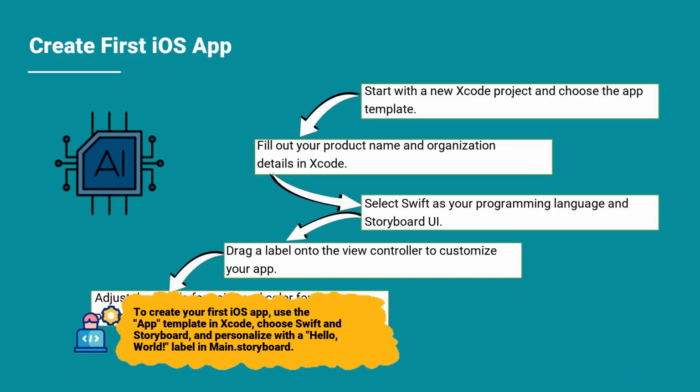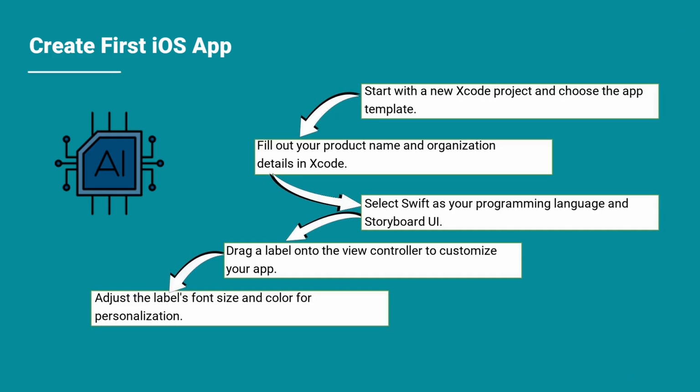To give your app a little personality, let's add a simple user interface. Open the main.storyboard file and you'll see an empty view controller. Let's drag a label from the object library, yeah, that's the panel on the right, onto the view controller. You can double-click the label to edit it. Let's say we'll put Hello World in there. Feel free to adjust the font size and color in the Attributes Inspector. And voila, you've just added some flavor to your app.